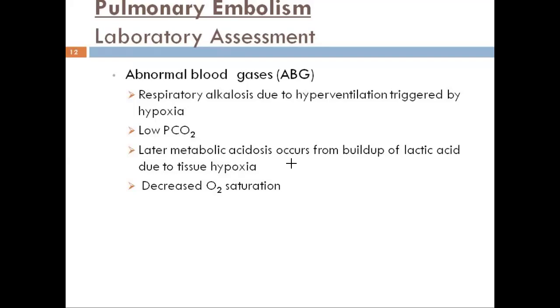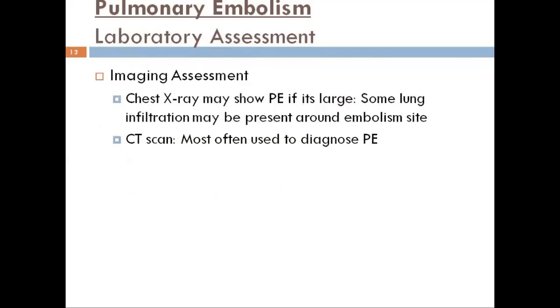Anytime the tissue lacks oxygen, then one of the substances known as pyruvate, that's generated during the cell respiration process, changes to lactic acid, and that leads to the metabolic acidosis. And then there's decreased oxygen saturation. So those are some of the laboratory findings.